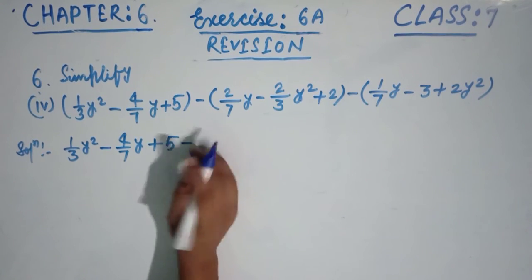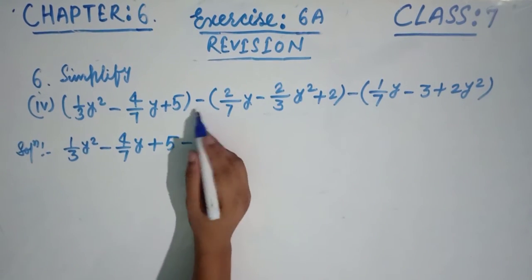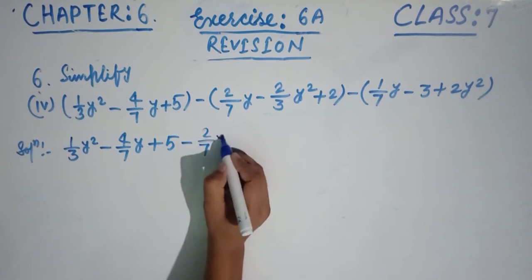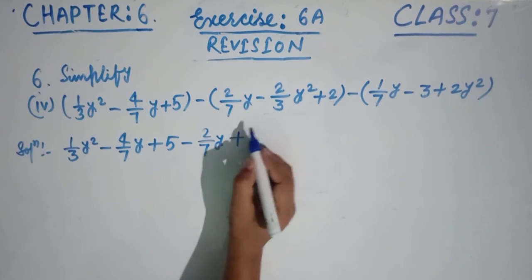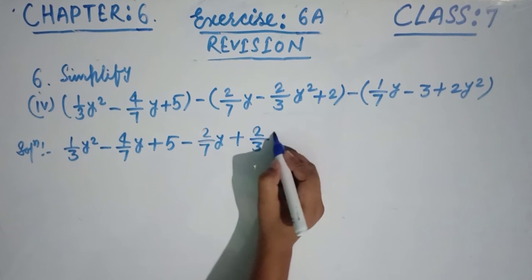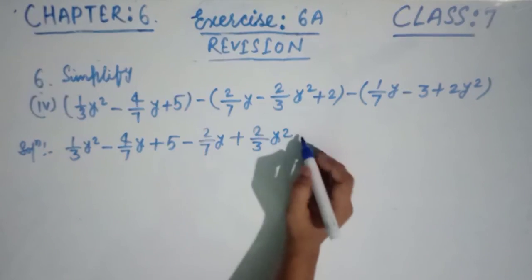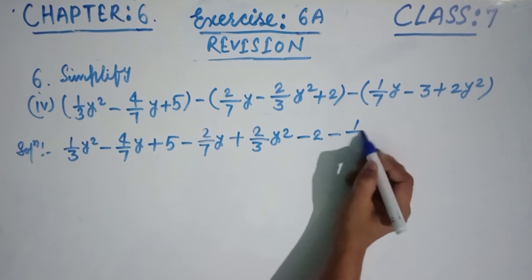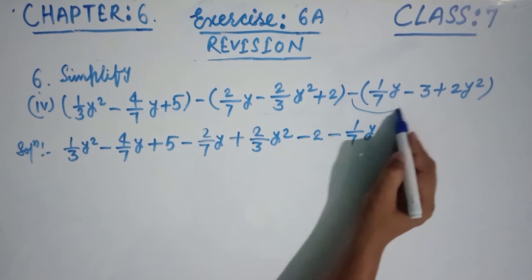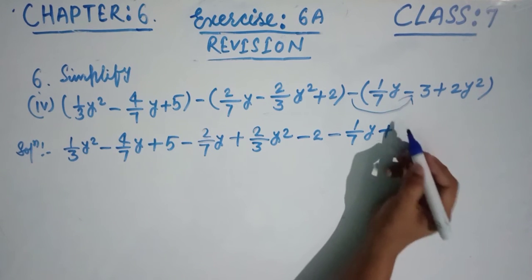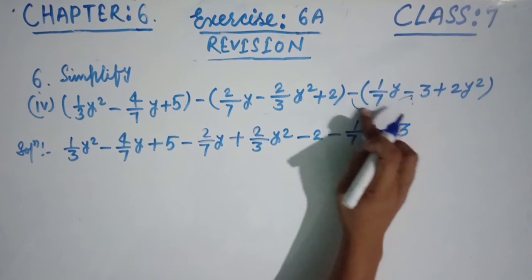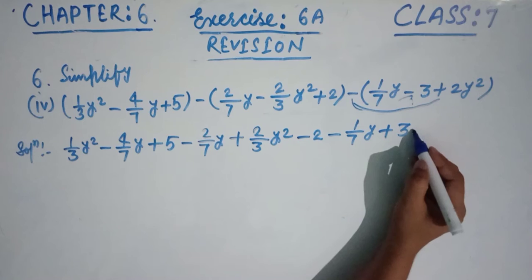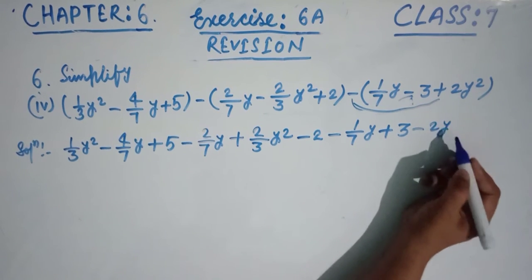Now multiply this minus to all the terms inside the bracket: minus into minus 2 by 7y, minus into minus plus 2 by 3y square, minus into plus minus 2. Next, minus into plus minus 1 by 7y, minus into minus plus 3. So friends, minus into plus, this is minus 2y square.